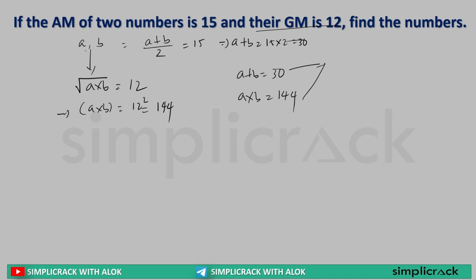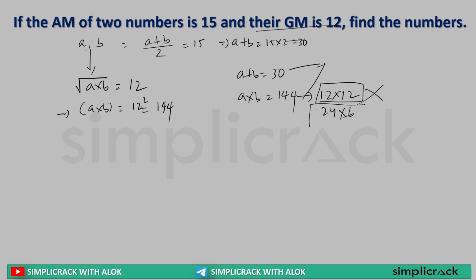How many possible options are there? Sir, we know 144 is equal to 12 into 12. Sir, we know 144 is equal to 24 into 6. Now understand this. 12 into 12 is what? A and B. So 12 plus 12 is equal to 24. It is not satisfying the condition.